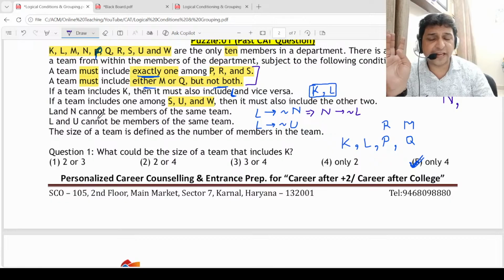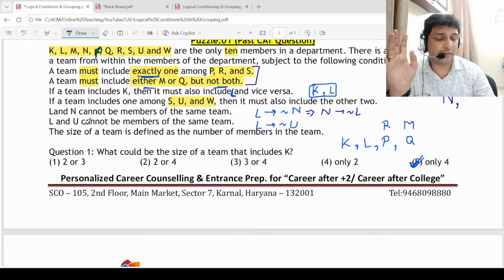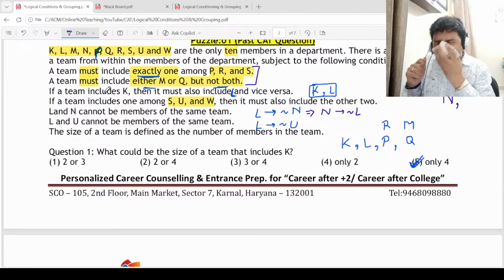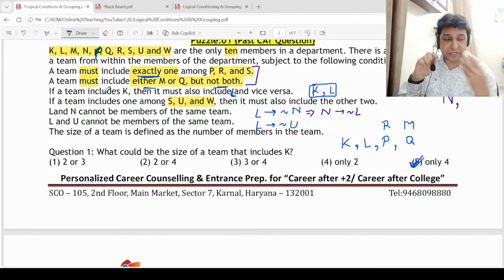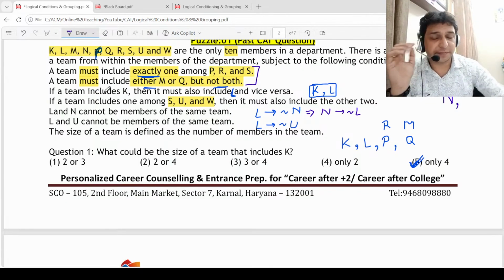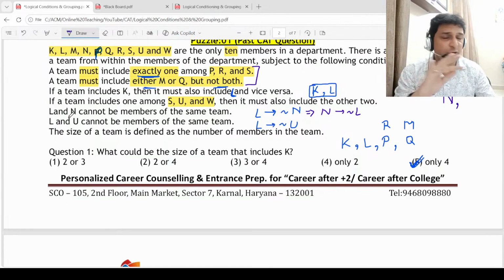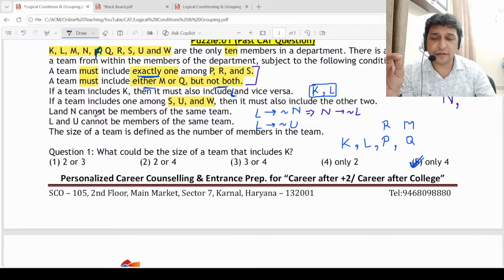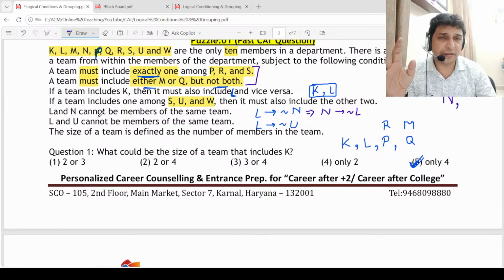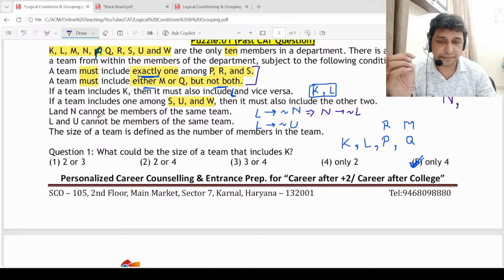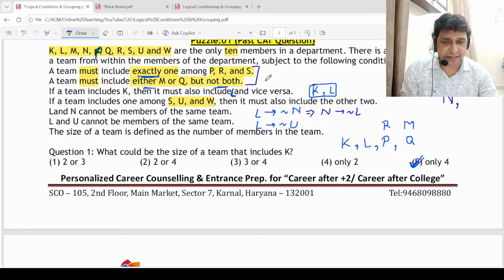L cannot have N along with, L cannot have U along with, and L and K have to be together. I'm sorry, L and U have to be together. So that means if you take L, N and U will not be there. So there are two people who definitely are not going to be there, right? And if you take N, then L will not be there. So K and L, they both will be there, but N and U again are going to be a problem with that. So out of P, R, S, let's take S so we can have maximum people.